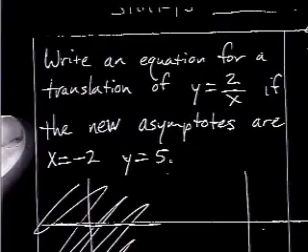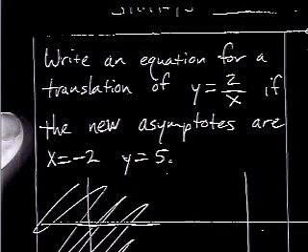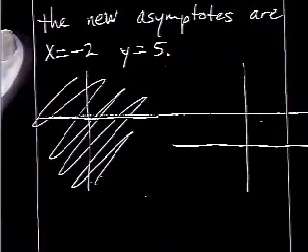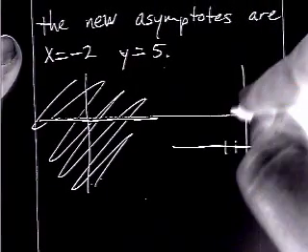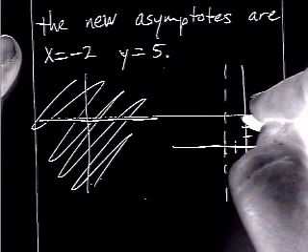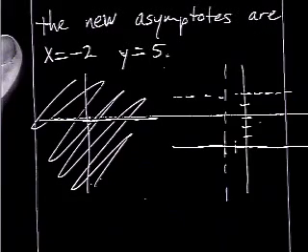Okay, so now, sorry, let me move my screen here for you. We want to write an equation for a translation of y equals 2 over x if the new asymptotes are x equals -2 and y equals 5. So think about this. Let's look at a graph and kind of sketch this out. So x equals -2, that's a vertical line over here, and y equals 5, okay, that's a horizontal line through here.